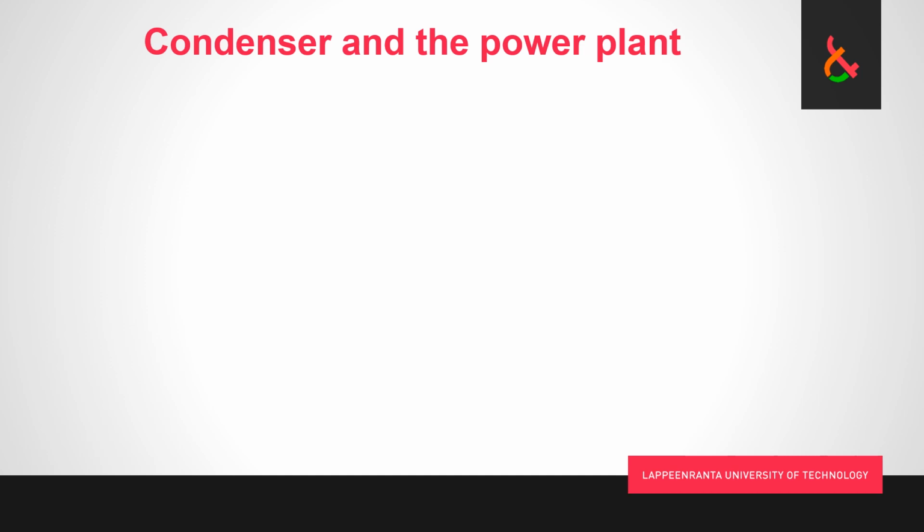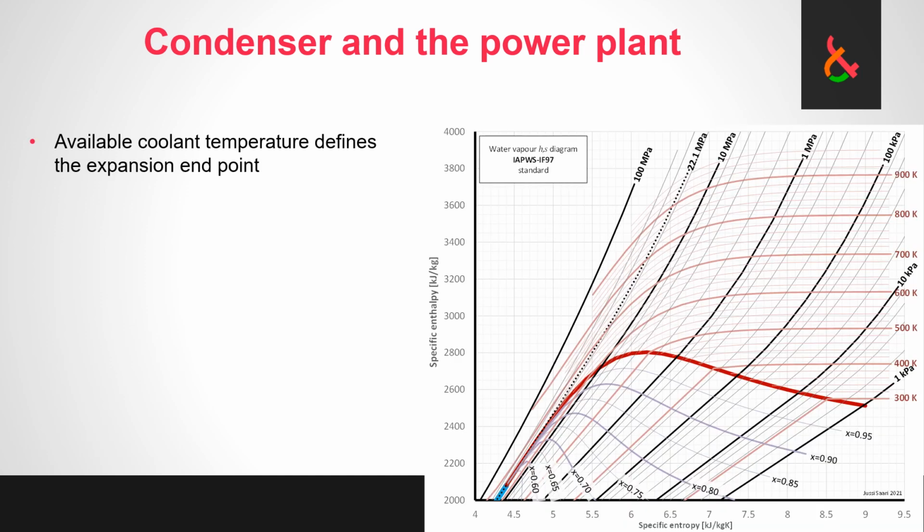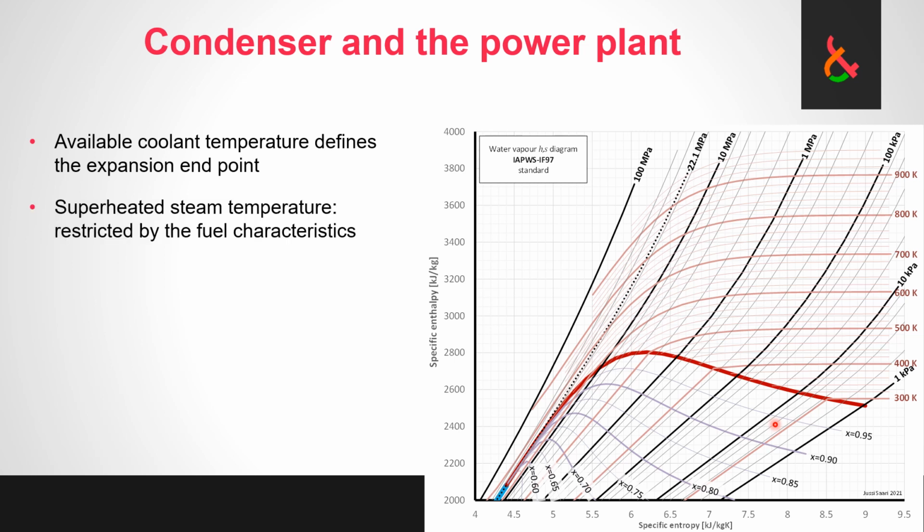So then let's take a look at how the condenser affects the working of the whole power plant. Basically, what we just learned means that the coolant temperature that we have available pretty much defines the expansion endpoint. It fixes the pressure, and we remember that we want to be somewhere around 90% steam quality, definitely not too far below it at least.